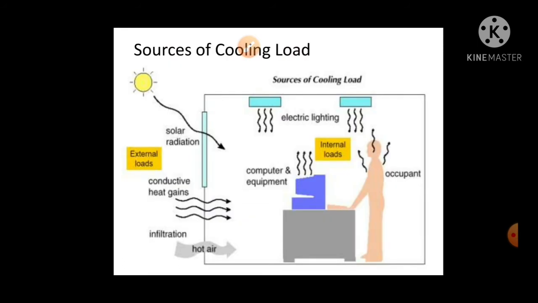So these sources of cooling loads are classified into two types, that is internal source and external source. Internal load and external load. The total load on the air conditioning system is divided into two groups, internal loads and external loads.